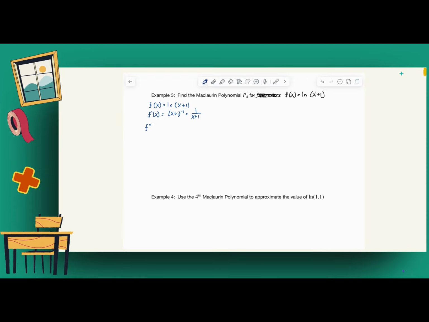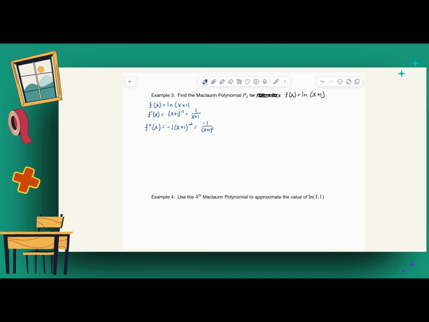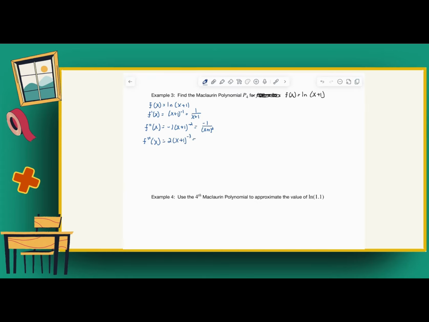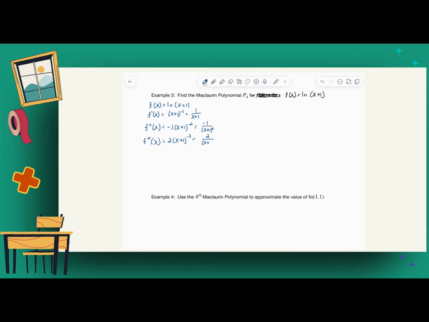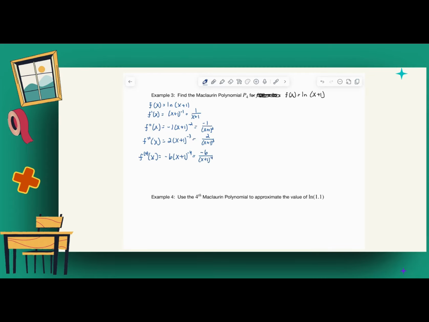Our second derivative would be equal to negative 1 over x plus 1 quantity squared. Our third derivative is equal to 2 over x plus 1 quantity cubed. And then finding our fourth derivative, the last one we need for the Maclaurin polynomial, we get that our fourth derivative is equal to negative 6 over x plus 1 to the fourth degree.